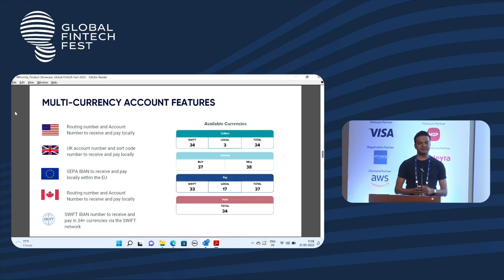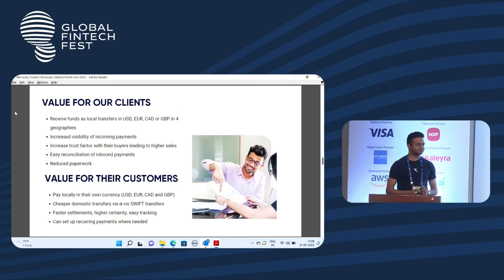What are some of the features of the multi-currency account? Like we mentioned, you've got local US accounts. You get an ACH FedWire capability locally in the US. You get a UK sort code account number. We're part of UK Faster Payments in that. You get a SEPA account in euros, right? Yes, Brexit's happened, but we're still part of SEPA, right? We get a local CAD account in Canada as well. And if none of these 4 currencies are what you're looking for, you still get one SWIFT account in which you can hold over 34 plus currencies.